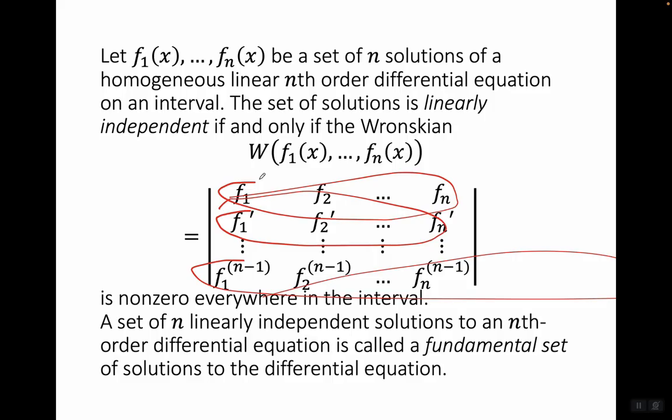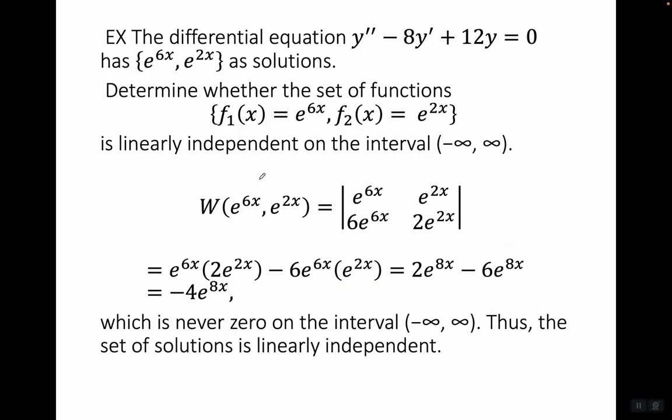So that set of solutions is linearly independent if and only if the Wronskian is non-zero everywhere in the interval. A set of n linearly independent solutions to an nth order differential equation is called a fundamental set of solutions to the differential equation. For example, the differential equation y'' - 8y' + 12y = 0 has e^(6x), e^(2x) as solutions. Determine whether the set f1(x) = e^(6x), f2(x) = e^(2x) is linearly independent on the interval from negative infinity to infinity.